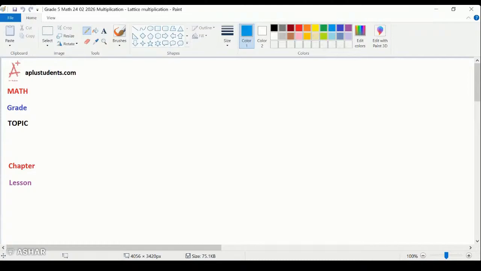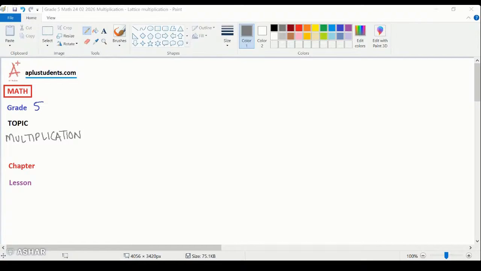What you need to do is go to the website aplusstudents.com. Once you're on the website, you need to select math as your subject. This is a grade 5 maths lesson. The name of the topic is multiplication. I'll give you the chapter number and the lesson number.